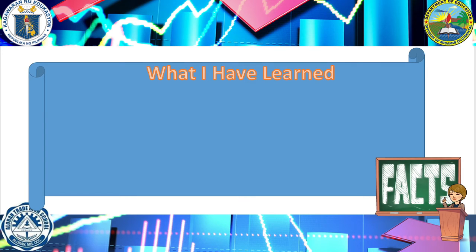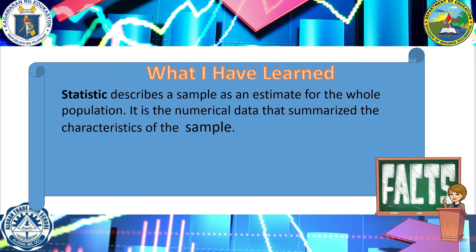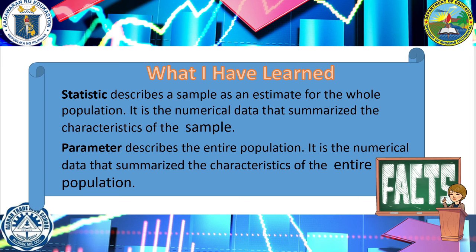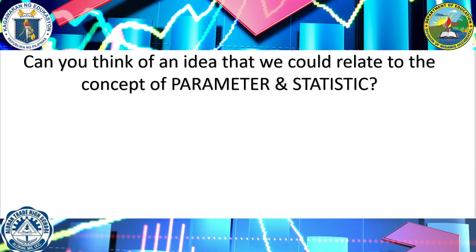What I have learned in this lesson is that a statistic describes a sample as an estimate for the whole population. It is the numerical data that summarizes the characteristics of the sample. While a parameter describes the entire population, it is the numerical data that summarizes the characteristics of the entire population. Can you think of an idea that we could relate to the concept of parameter and statistic?